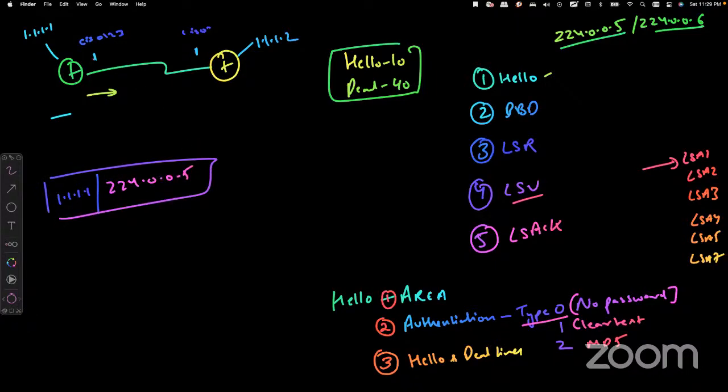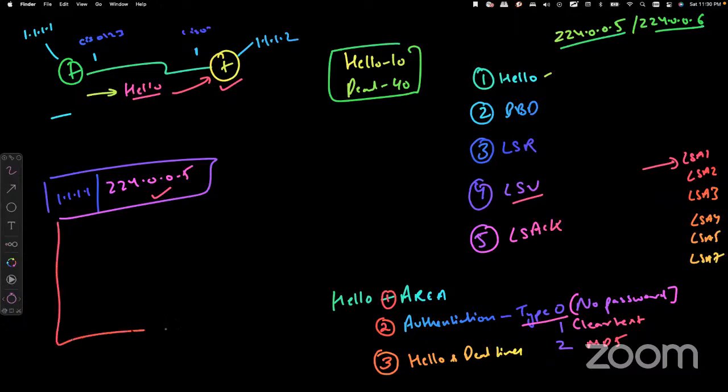224.0.0.5. So when we send a hello, the router understands that the packet is coming on 224.0.0.5. If you activated OSPF, this router will welcome this packet. Yes, I can understand this hello. So once the hello is received, this router will check all parameters: area, authentication, hello timer.